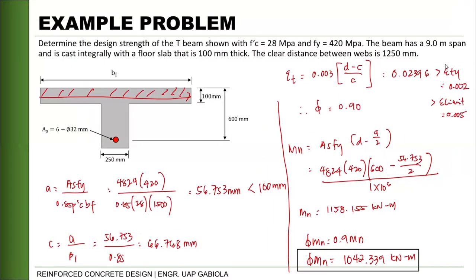That is the capacity of our T-beam. Okay, all right. Next, we try another one. So itong first example natin is a rectangular T-beam. Okay, how about a true T-beam? So let's see if our second example is a true T-beam.